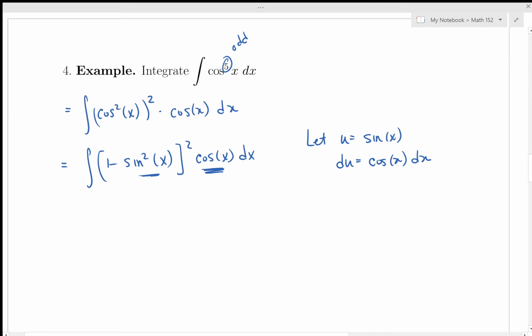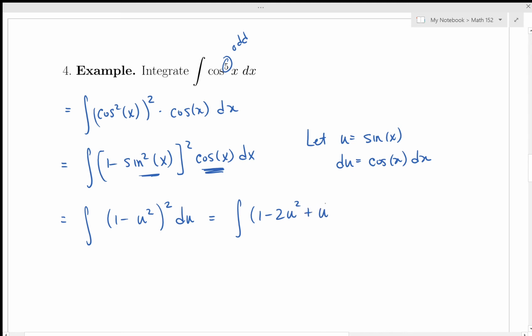Okay, so here we are. That is the substitution I'm going to use. So then that will look like this. The integral from 1 of 1 minus u squared, because u is sine, and that will be squared, and then cos x dx is du. So there's a nice substitution. It turns the thing into a nice polynomial. Polynomials are like the most beautiful thing on the planet.